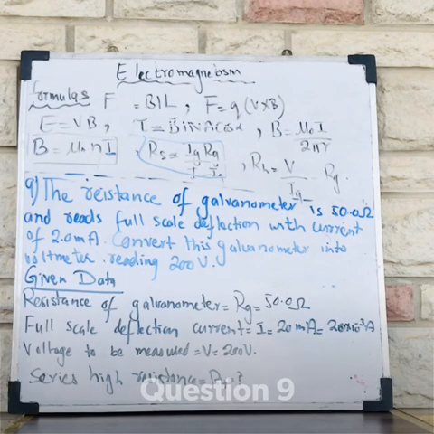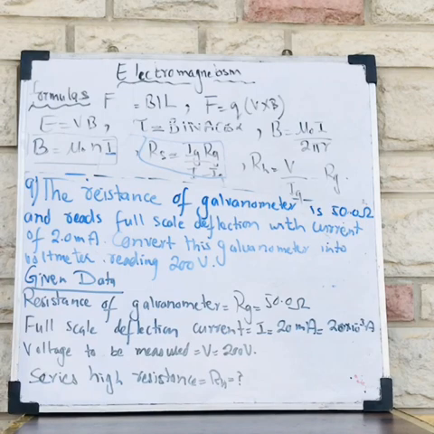Second last problem: the resistance of a galvanometer is 50.0 ohms and it reads full scale deflection with a current of 2.0 milliampere. Convert this galvanometer into a voltmeter, reading 200 volt.